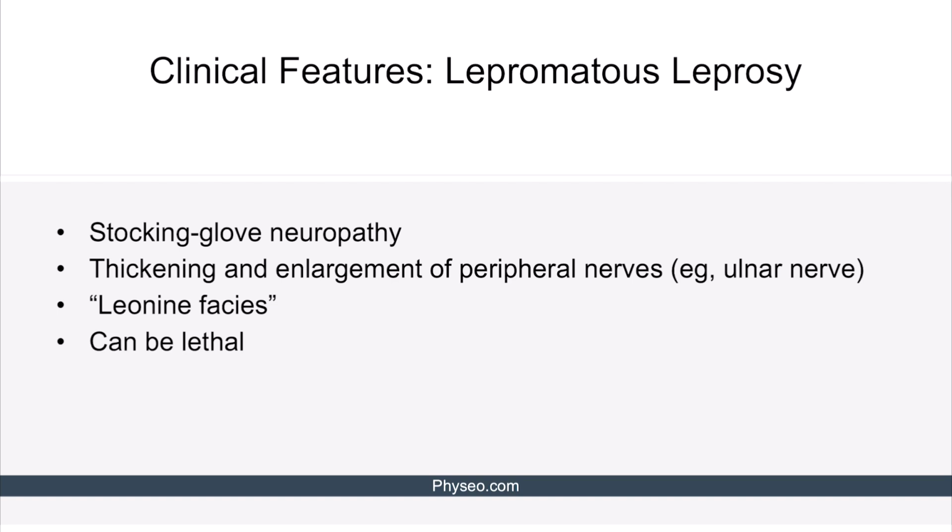Lepromatous leprosy is a more severe form of leprosy, and it's characterized by a stocking glove neuropathy, thickening and enlargement of peripheral nerves, for example, the ulnar nerve, and the so-called leonine facies, a term that describes thickening and disfigurement of facial features, often making one's face resemble a lion's face. Unlike tuberculoid leprosy, lepromatous leprosy can be lethal if left untreated.